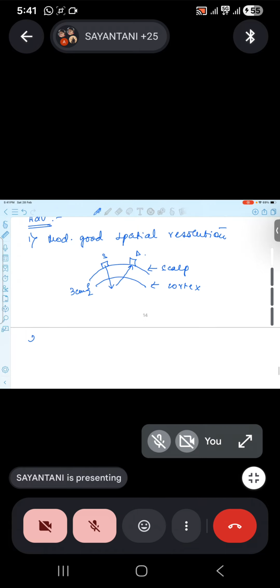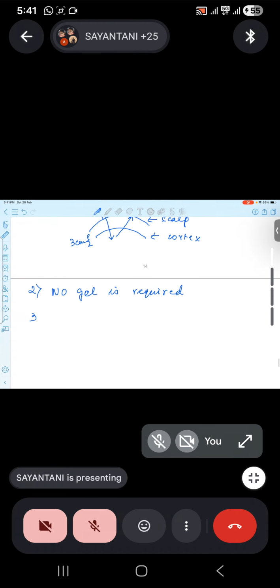Now the process is not at all messy because no gel is required. Okay. Third, it is portable. Fourth, it is less expensive.